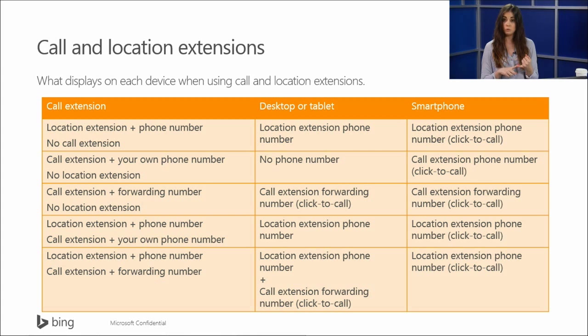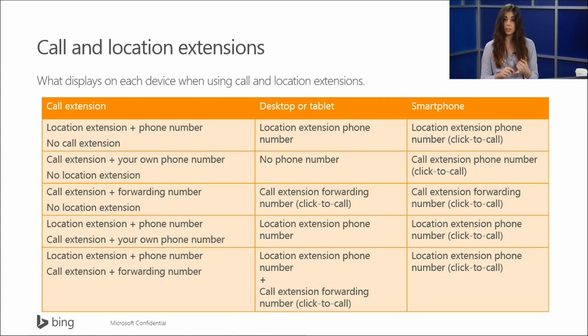So again, you can use a phone number with your location extension. If you do that, it will just appear as a click to call on a mobile device. If you're using a call extension, same thing, click to call on a mobile device. If you want it to be click to call on all devices, and you want to be able to track the data, you want to use a forwarding number. So that's what you want to think about.